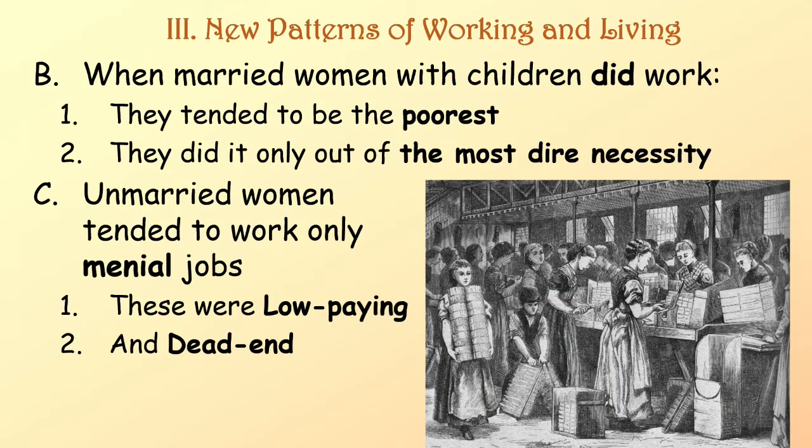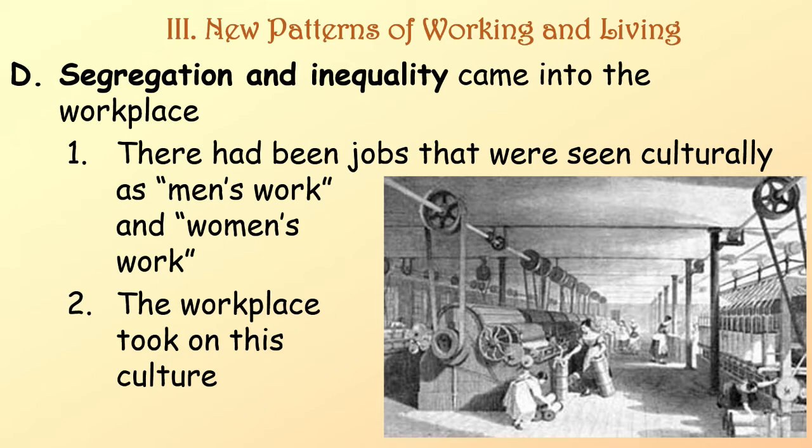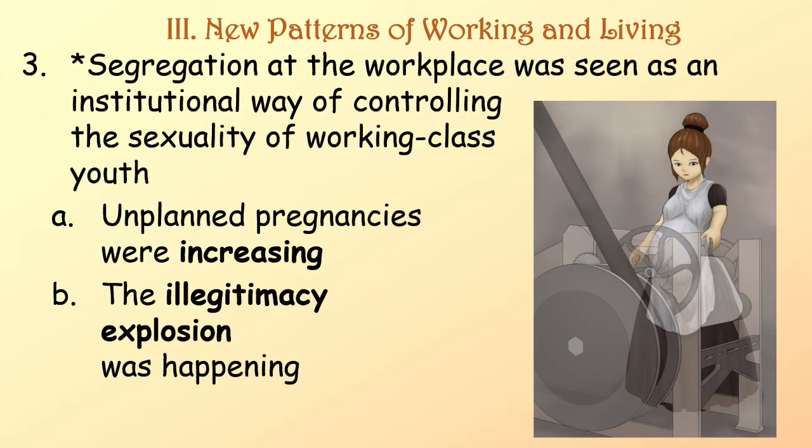When married women with children did work, they tended to be the poorest. They did it only out of the most dire necessity. Unmarried women tended to work only menial jobs. These were low-paying and dead-end. Segregation and inequality came to the workplace. There had been jobs that were seen culturally as men's work and women's work, and the workplace took on this culture. Segregation at the workplace was seen as an institutional way of controlling the sexuality of working-class youth. Unplanned pregnancies were increasing. The illegitimacy explosion was happening.